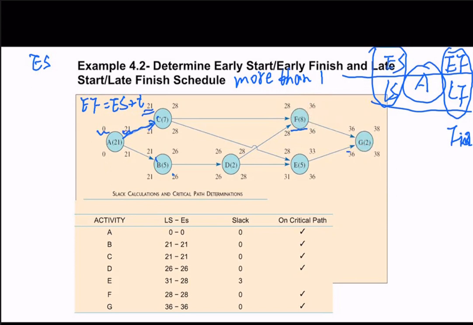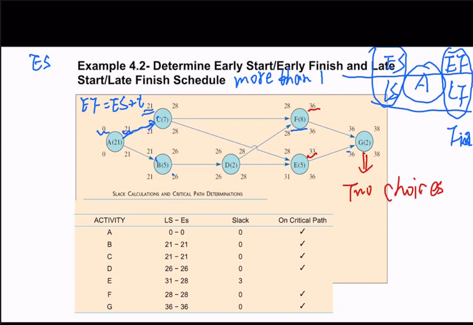So for G, like I have mentioned, we have 36 as the EF for F, and we have 33 as the EF for E. So for G, it has two choices, 36 and 33. Which one should we choose? We need to choose 36. We can consider a real situation, because G can start only after all of E and F have been completed.